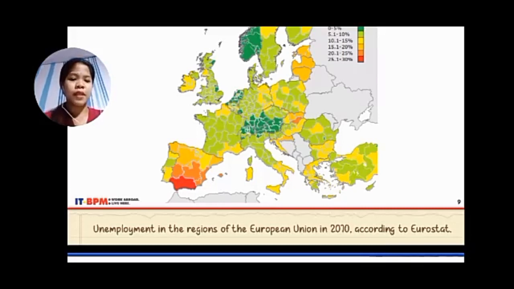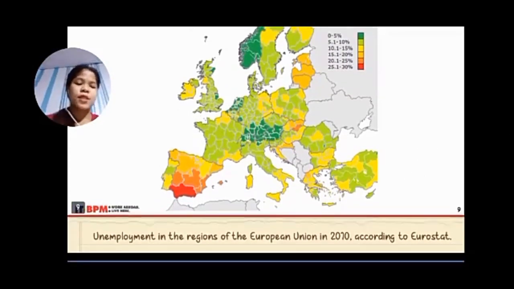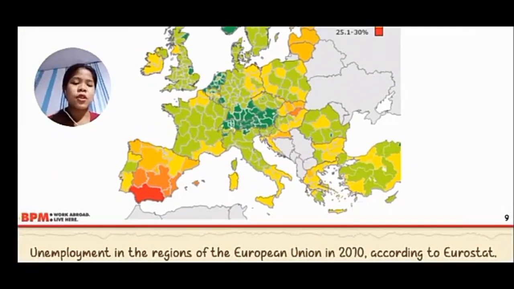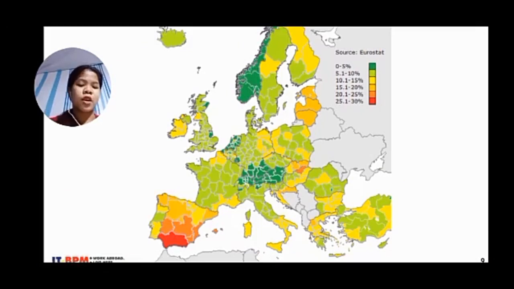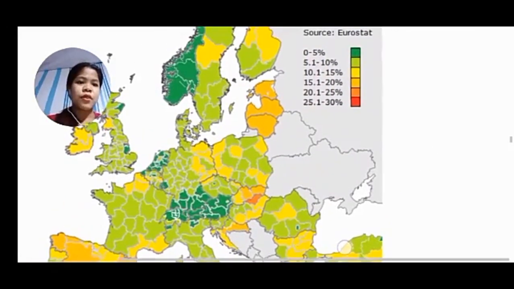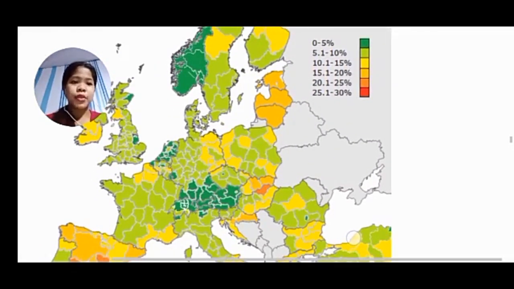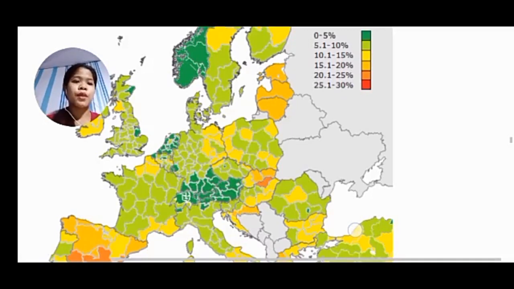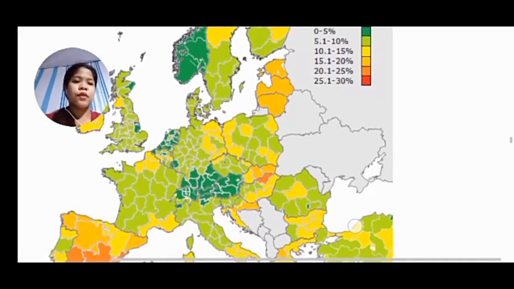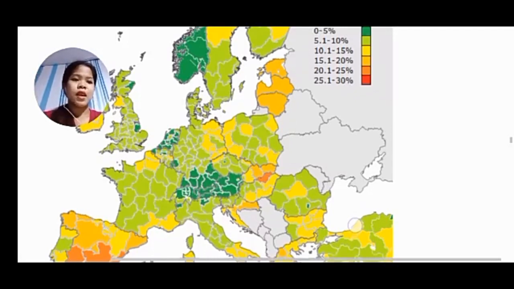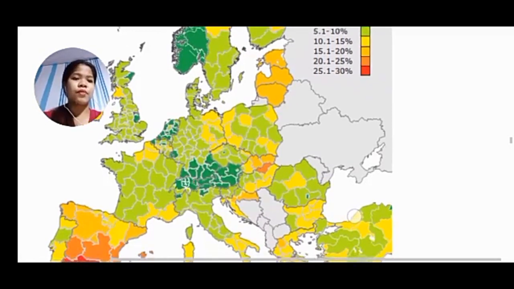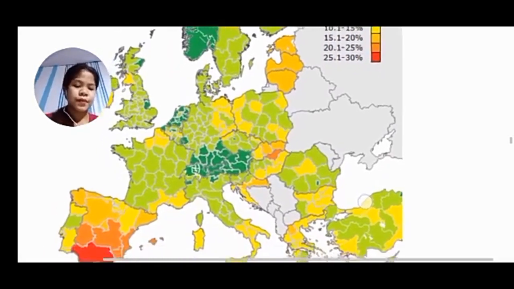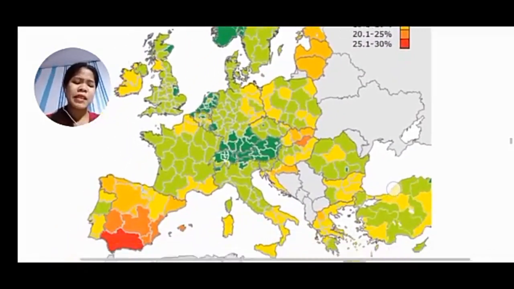Next, unemployment in the regions of the European Union in 2010 according to Eurostat. As you can see on the map, there are a lot of colors with meanings. We have dark green for 0 to 5%, light green for 5.1 to 10%, yellow for 10.1 to 15%, golden yellow for 15.1 to 20%, orange for 20.1 to 25%, and red for 25.1 to 30%.